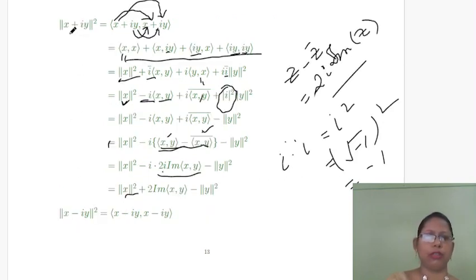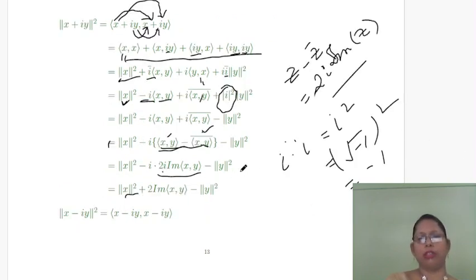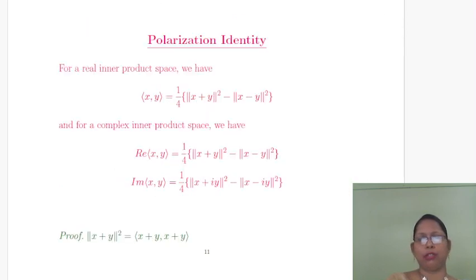On the left hand side, I will get norm of x plus I y square minus norm of x minus I y square. From this, if I subtract this one, this will be minus, this will be plus, this will be plus. So this and this cancel with this and this. This is plus minus. Then here it will be minus plus. And I will be left with 4 times the imaginary part of inner product of x y. Divide the equation by 4, I will get this one. And these are known as your polarization identity.